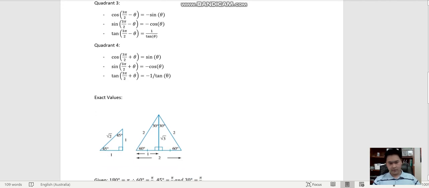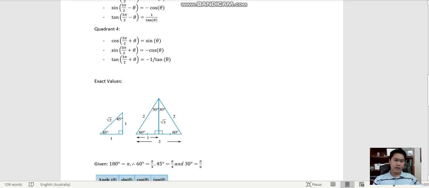And lastly, exact values. In the unit circle, we talked about how a circle of radius 1 unit has a circumference of 2 pi. So a straight angle would have an angle of pi, because 360 degrees is 2 pi, therefore 180 degrees is pi. From that you can also generalize that 60 degrees is pi over 3, 45 degrees is pi on 4, and 30 degrees is pi on 6.